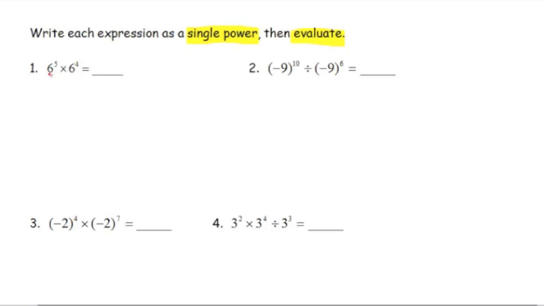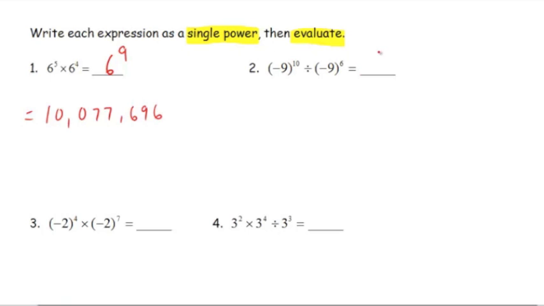Okay, so here if we have two powers that are being multiplied, the bases are the same, so we can add those exponents. So this would be 6 is the base, it stays the same, to the 5 plus 4, which is 9. And if you pump that in your calculator, you end up with 10,077,696.